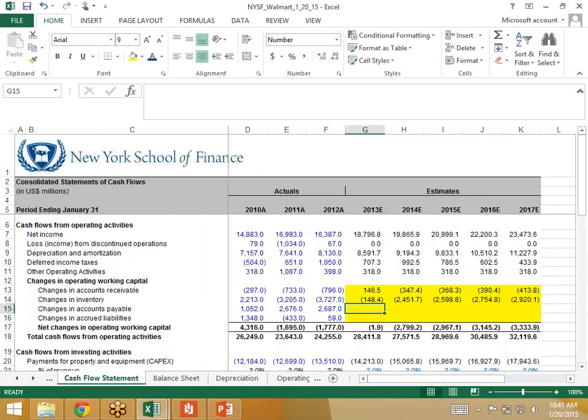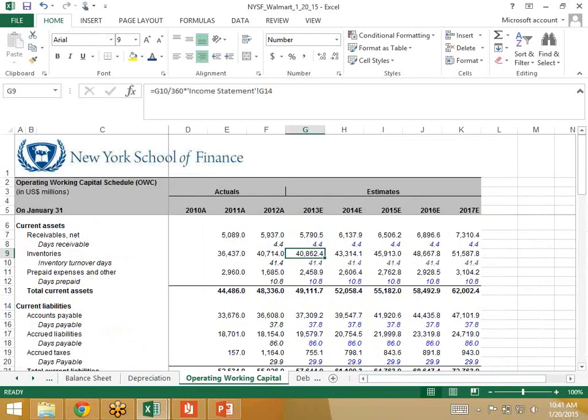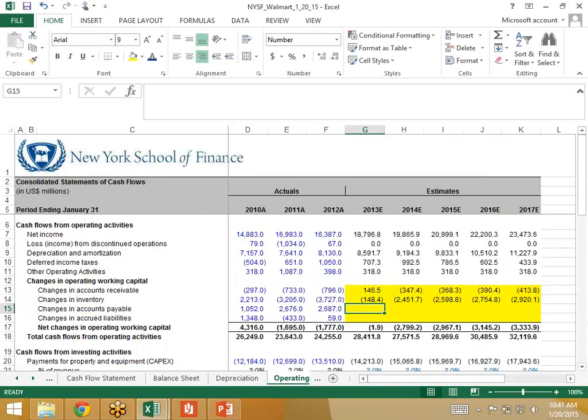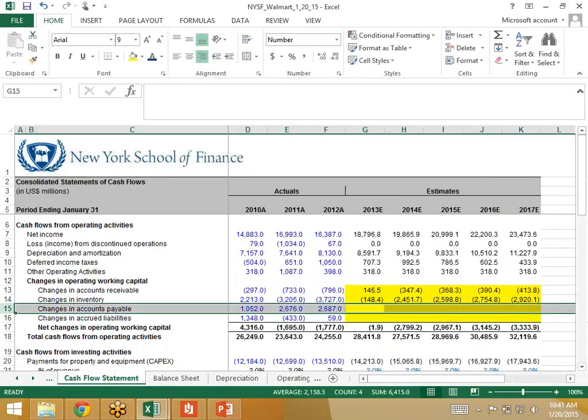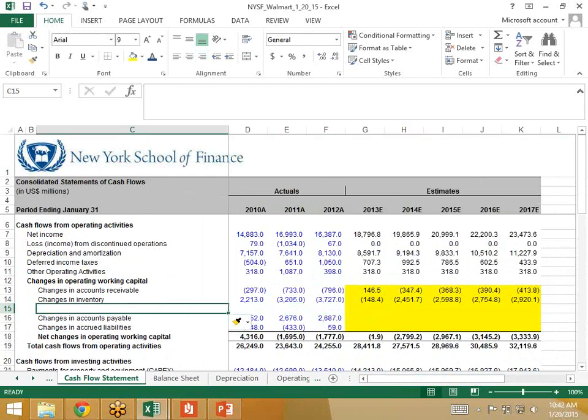Now on the working capital, we have a line item that doesn't exist in the cash flow statement. We've identified prepaid expenses. Cash flow statement doesn't have it, so let's add a row for that. I'm going to do Shift Spacebar, which highlights the whole row, then Control Shift Plus. I'm going to call it changes in prepaid expenses.